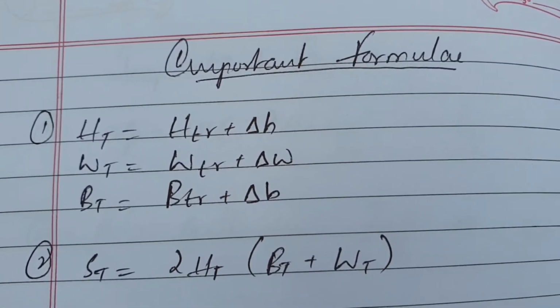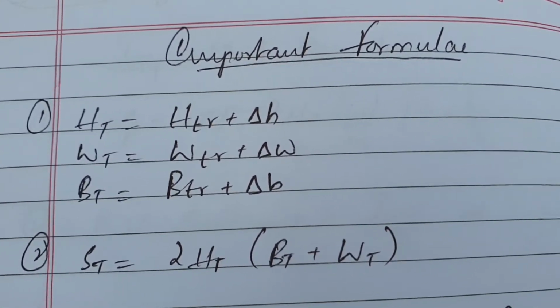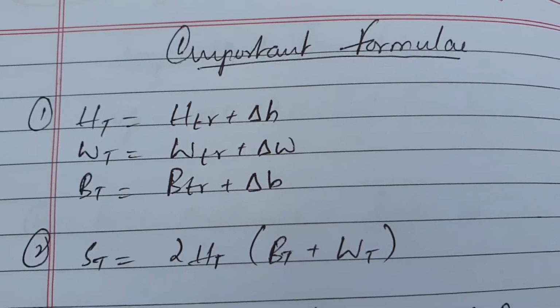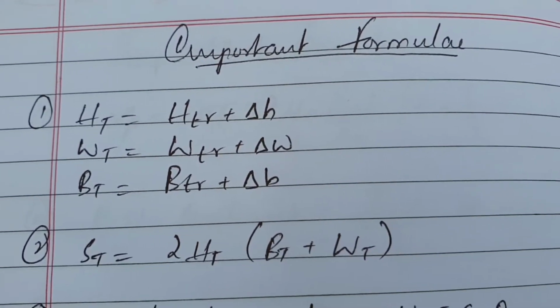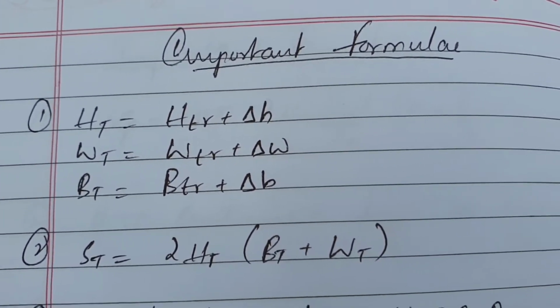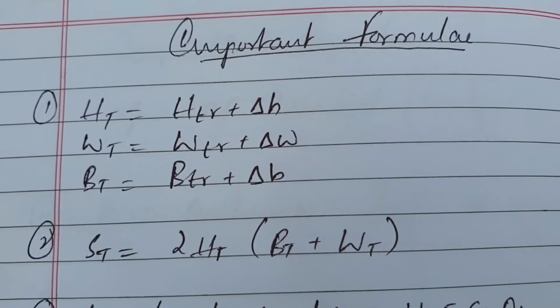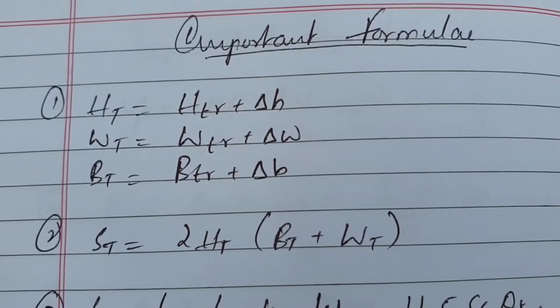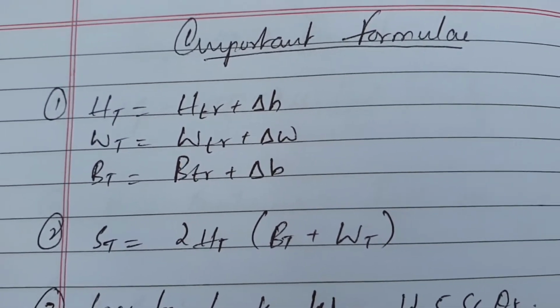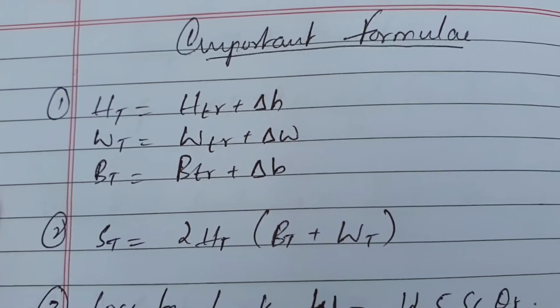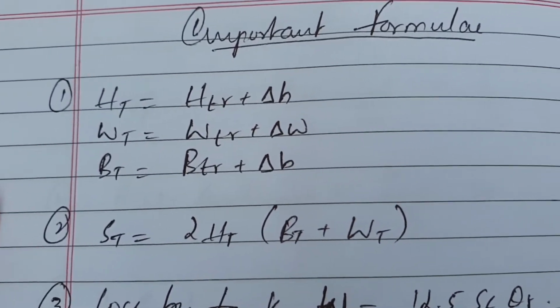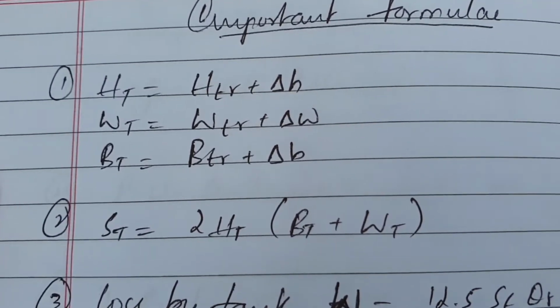Today, let us solve numericals on number of cooling tubes and arrangement of cooling tubes of a transformer. Before solving, take down these important formulas. The first one is height of transformer tank, that is HT, is equal to height of transformer, that is core, plus clearance along the height, that is delta H.